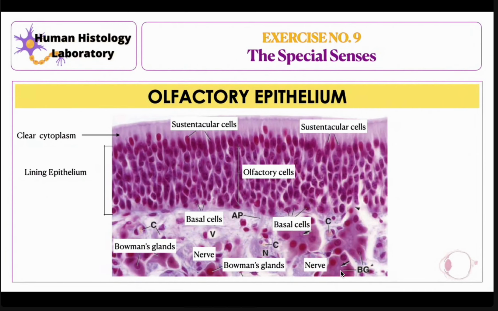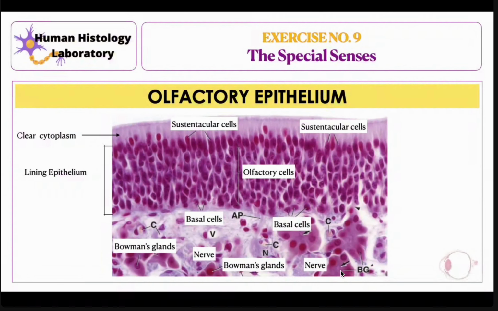Or in the epithelium, we have the lining cells. Okay? And using special methods, 3 types of cells can be recognized in the epithelium. We have the sustentacular cells, the olfactory cells, and the basal cells. Take note that the nuclei of the sustentacular cells tend to be in the top portion of the layer. The nuclei of the olfactory receptor cells would be found in the middle portion, and the nuclei of the basal epithelial cells tend to be in the bottom portion.